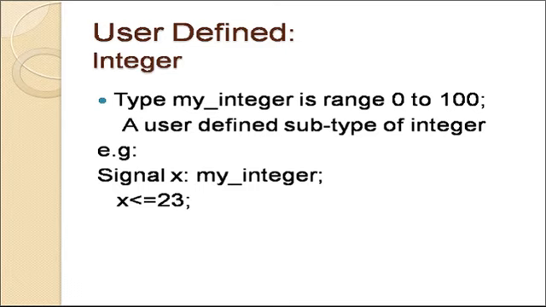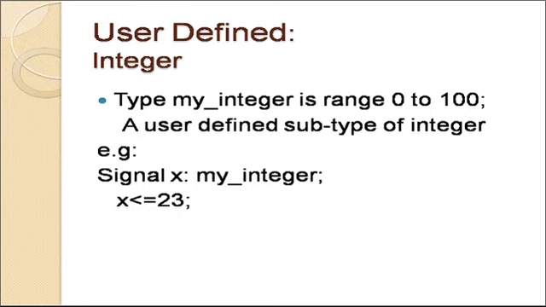Whatever types we have seen earlier, these are the predefined types of the language. Similarly, you can have a user defined type also. User defined type means what? You can see here is one declaration, the declaration of my_integer type. This is the type declaration of my_integer, and its range is 0 to 100. Its range is 0 to 100, which means now the type my_integer cannot take a value beyond 100.